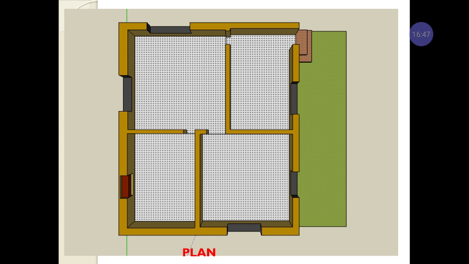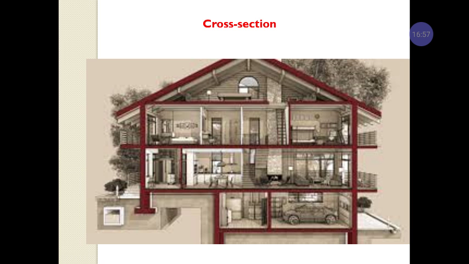This is how a plan looks, with the wall thickness. If we see, there are the various rooms, windows, doors. The same way planning is to be carried out. You will be given a single line diagram. You will be given a plan.